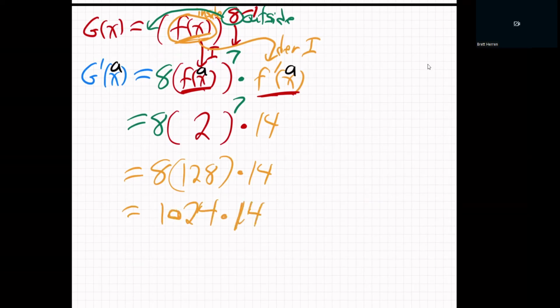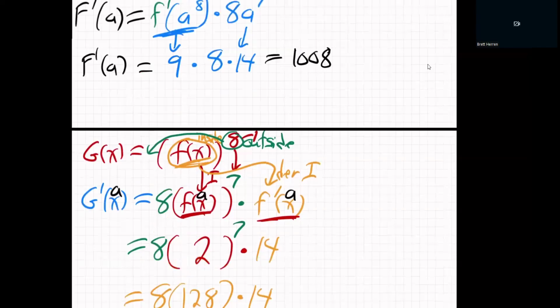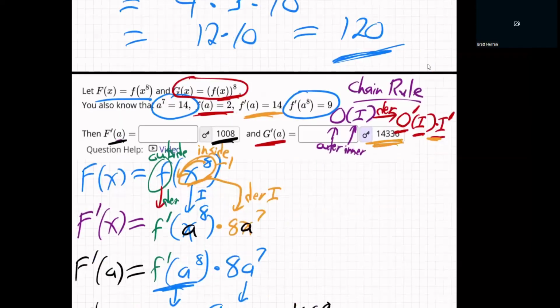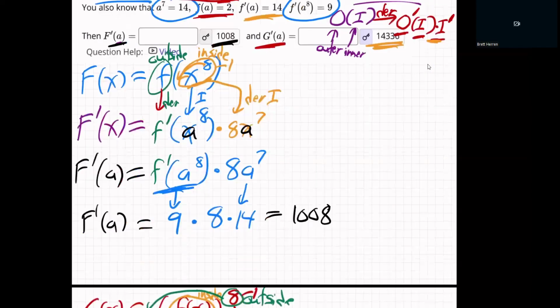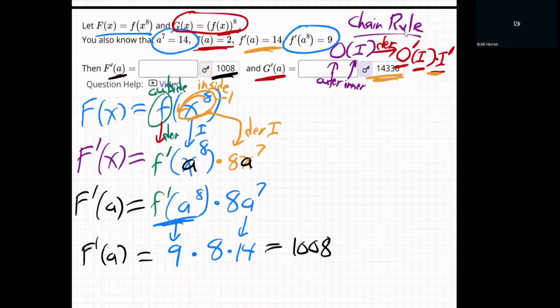That's as far as I can go. Let me grab my calculator. 1024 times 14. That's 14,336. I hope that's the final answer. Yes, indeed it is. So there we go. Lots of good practice on the chain rule.